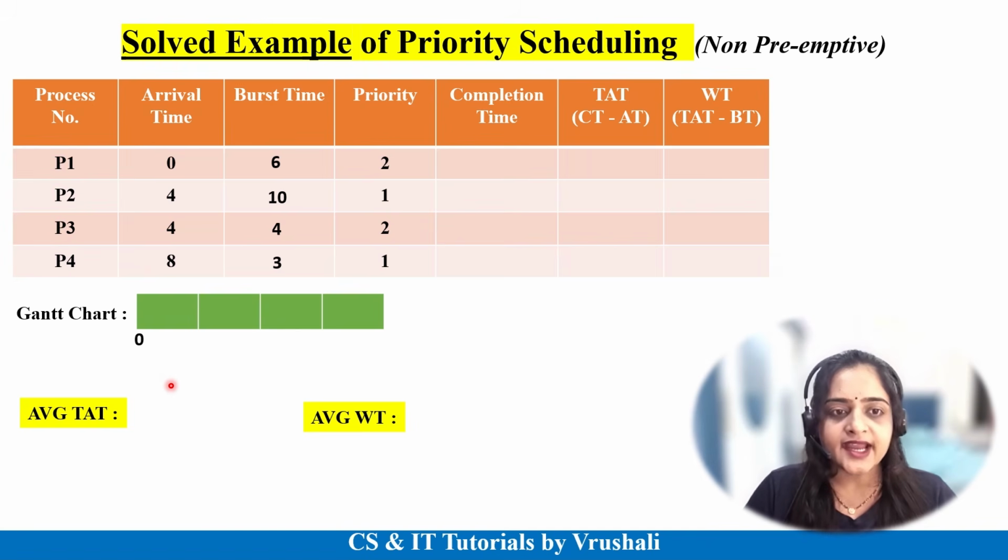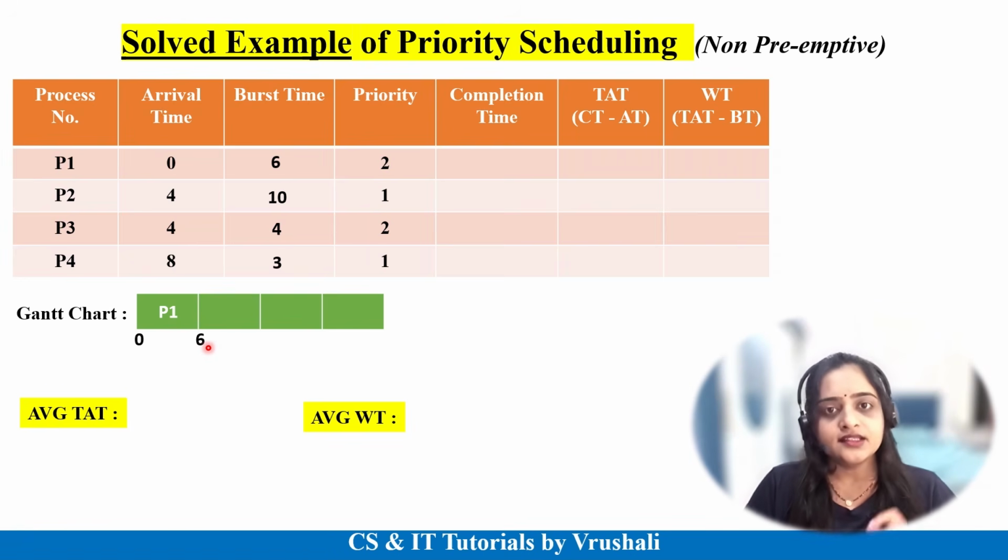So first check at 0 which process has come in the queue. See here, at 0 which process has come? P1, right? So the CPU executes the P1 process first by default. Now what is the burst time? The burst time of P1 is 6. So from 0 to 6 units the CPU is executing that process.